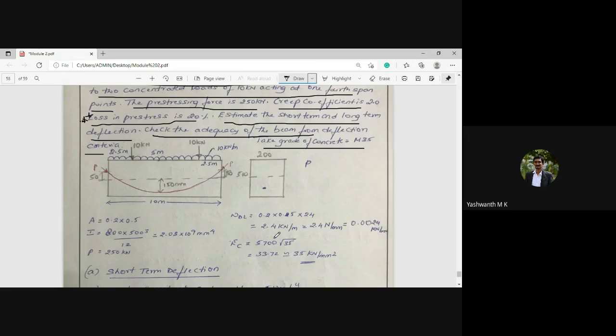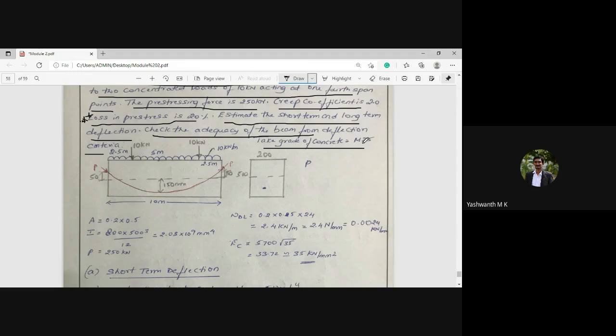Next, a very interesting thing you need to note here is, till now I used to give the modulus of elasticity of concrete in all the problems. But in this particular problem, instead of giving modulus of elasticity of concrete, they have given the grade of concrete. Is it clear? So now, how to calculate the modulus of elasticity of concrete with respect to the grade of concrete?